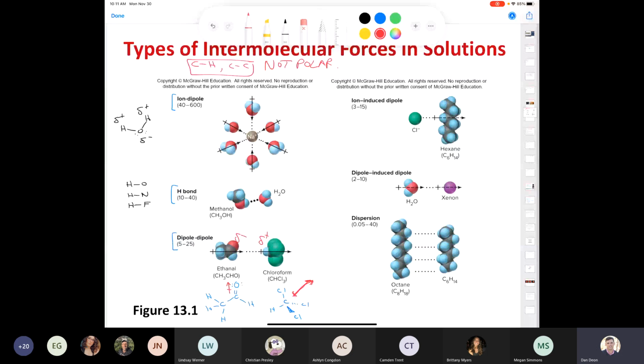I'm sure many of you haven't even heard of ethanal. Its common name is acetaldehyde. It's one of the chemicals that's responsible for a hangover.